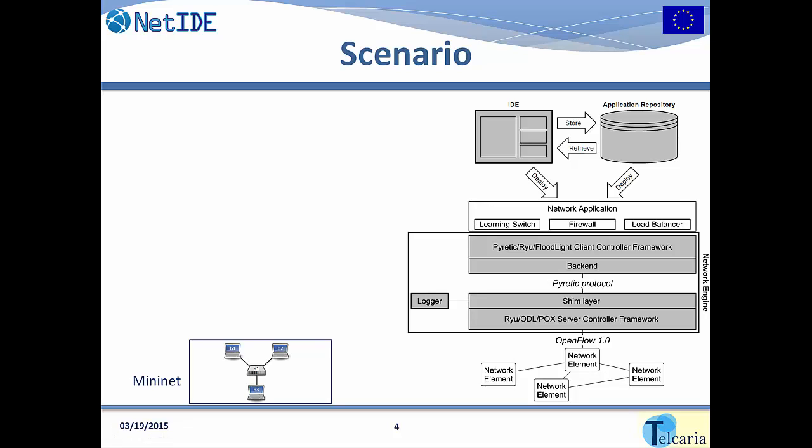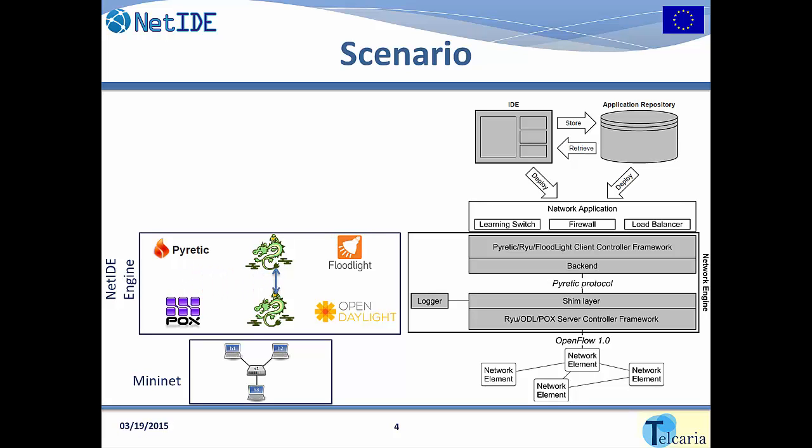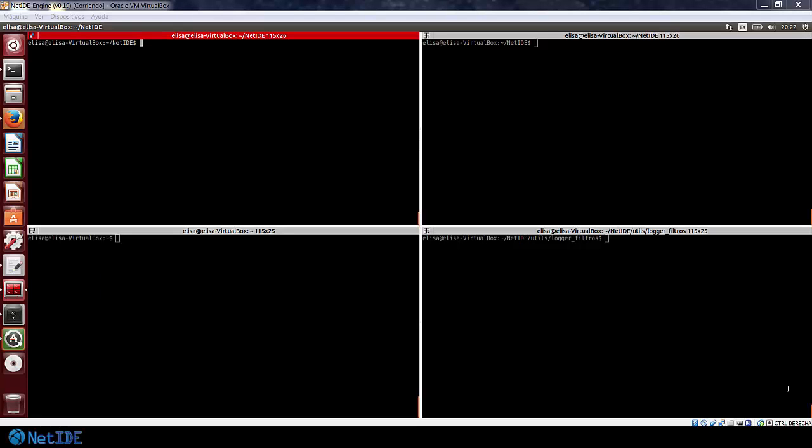What is the current implementation of the NetIDE engine? Currently, we have the following client and server controllers. We have Pyretic, v0.2, and Floodlight on top as backend or client controller frameworks, and POX, v0.2, and OpenDaylight as server controller frameworks. Finally, we instantiate the application we want to use, in this case, the learning switch. So now we are ready to run the demo.